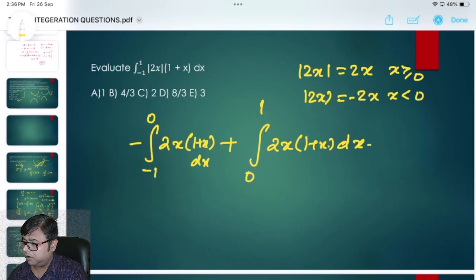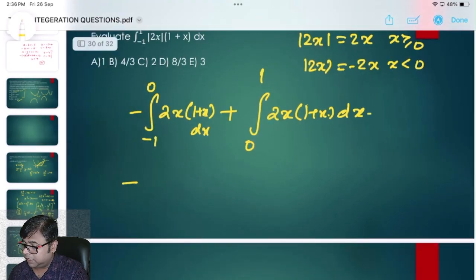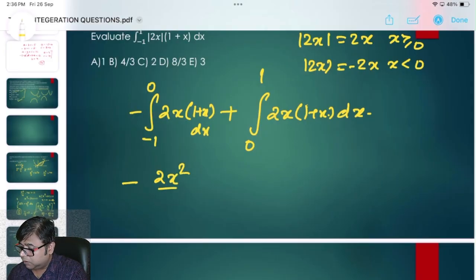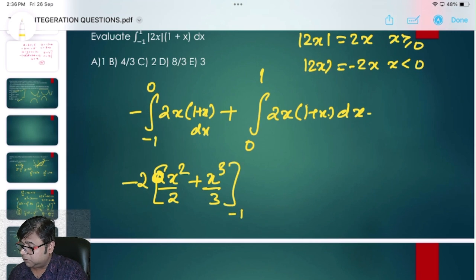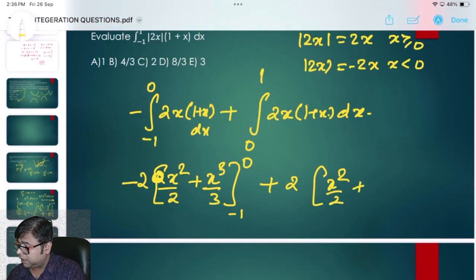So finally, I've got with a minus sign, the integration of 2x will be 2x square by 2, or you can take 2 outside, x square by 2 plus x cube by 3 from minus 1 to 0, plus 2 outside, x square by 2 plus x cube by 3 from 0 to 1.